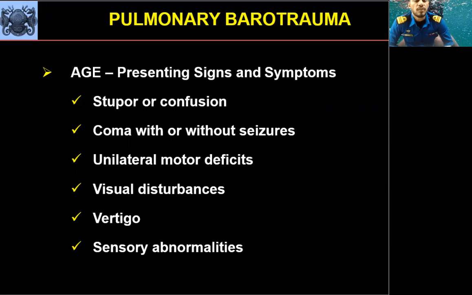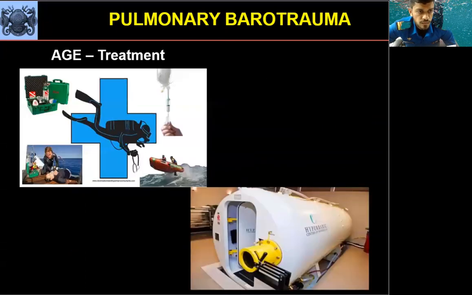Here I will mention the presenting signs and symptoms of arterial gas embolism. They can present with stupor, confusion, coma with or without seizures, unilateral motor deficit, visual disturbances, vertigo, and sensory abnormalities. So you should suspect arterial gas embolism if the diver develops these signs and symptoms within the first 10 minutes, especially. So what is the treatment?